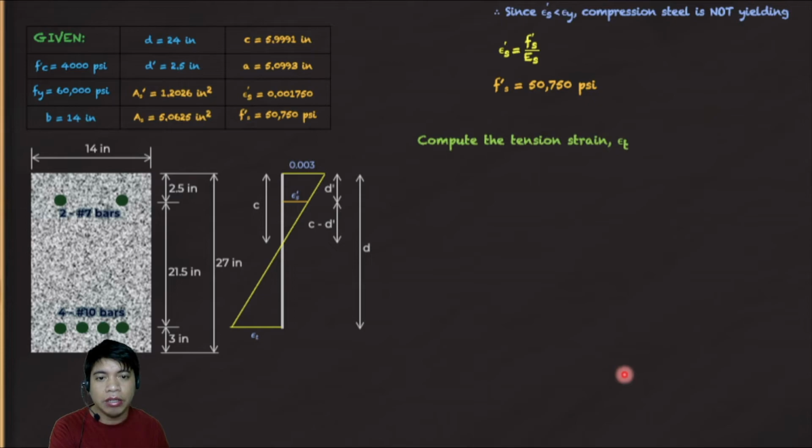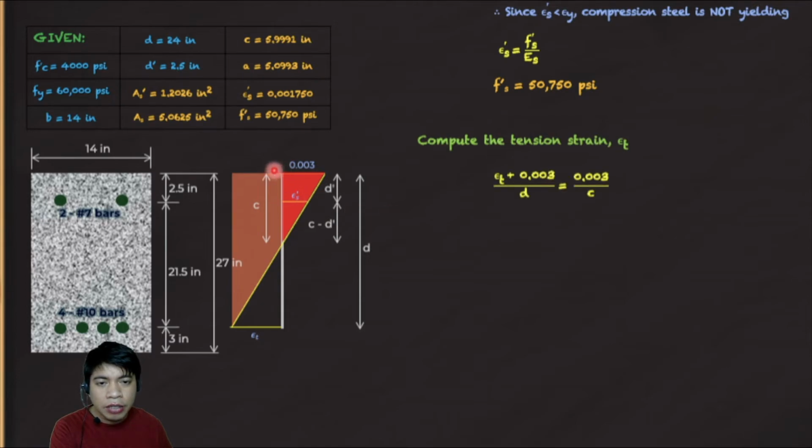tension strain. Okay, so, paano natin makocompute si tension strain? Of course, ratio and proportion lang din guys. Itong triangle na to is similar to this malaking triangle. So, ayun, so ratio and proportion, that is, itong side na to is tension strain plus 0.003 divided by this side which is the effective depth is equals to itong side na to 0.003 divided by this side which is C. So ayun, so nakuha na natin guys si C.